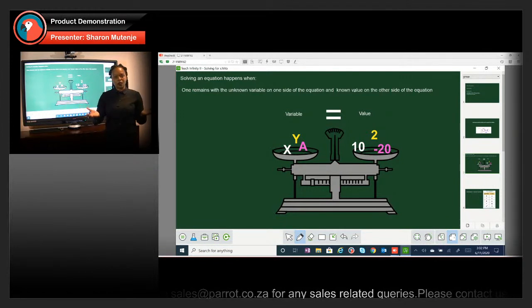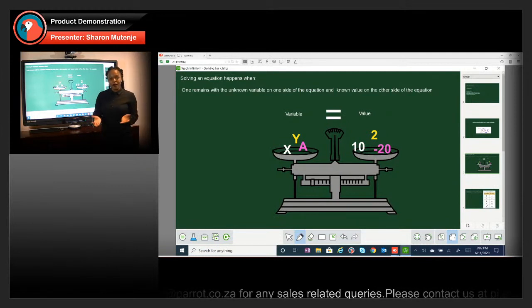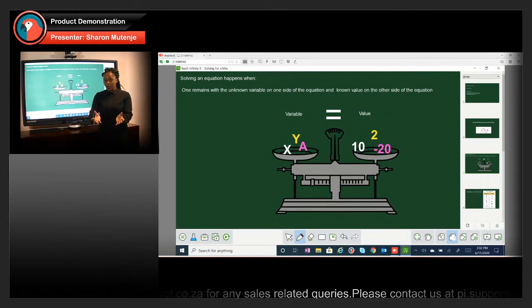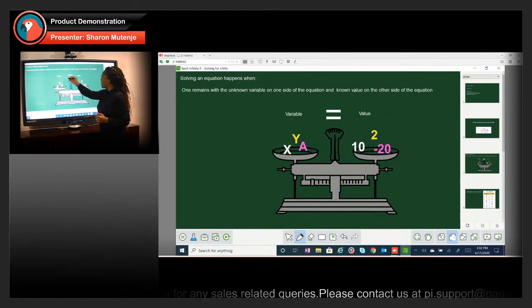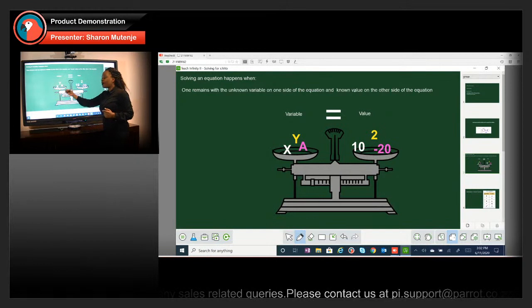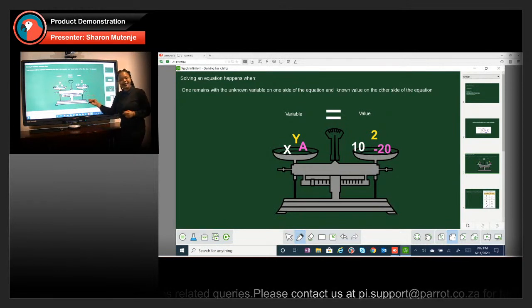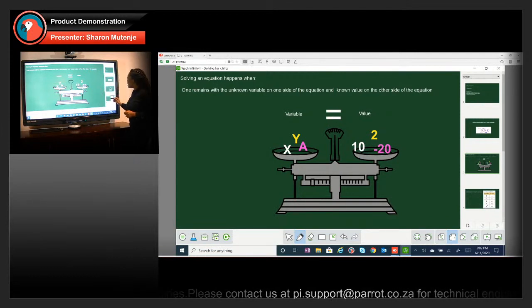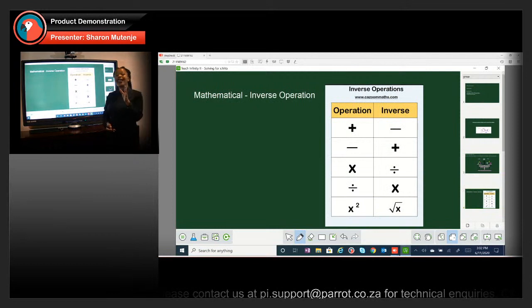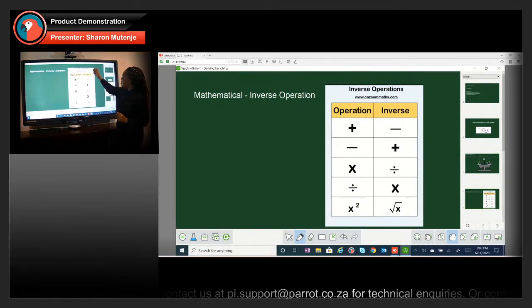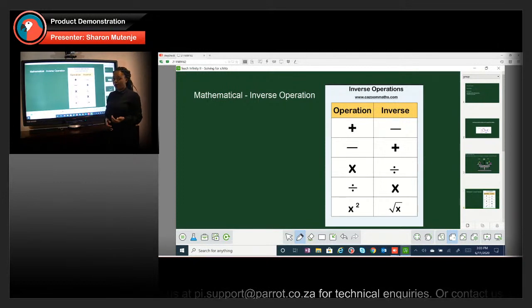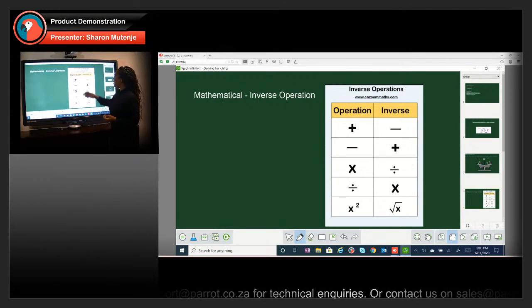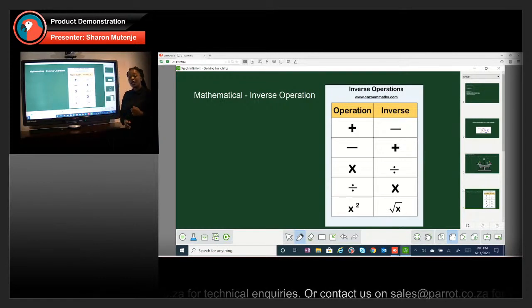So if I'm solving an equation, I'm going to do mathematical operations on it. Any mathematical operation that I do on the left-hand side should be the same as the one I do on the right-hand side. For me to do so, I am going to take into consideration mathematical operations and their inverses. Let's recap what the operations and their inverses are. We have our operations on the left-hand side and our inverses on the right-hand side.